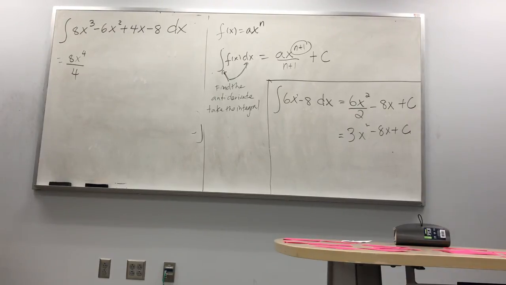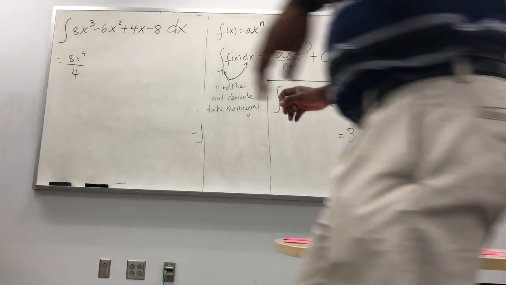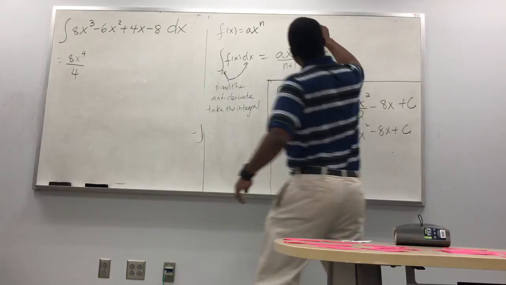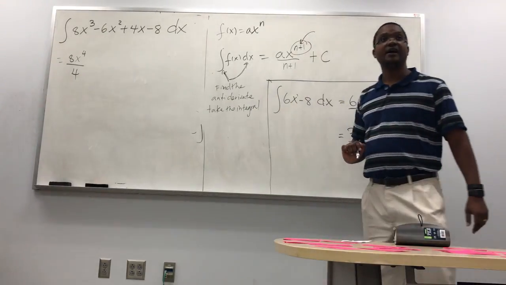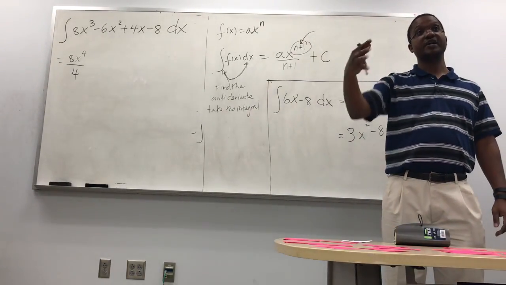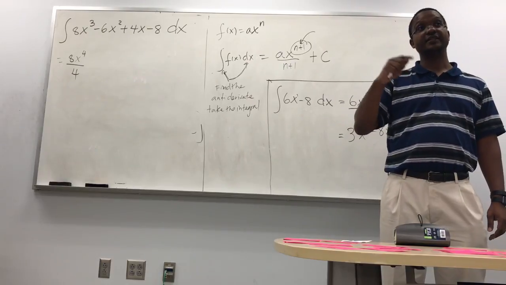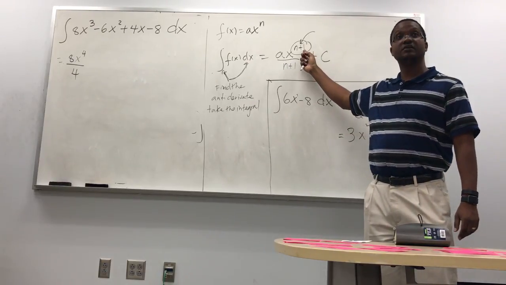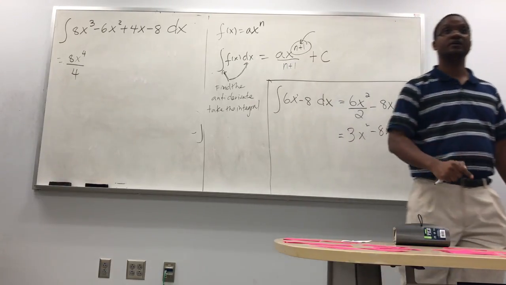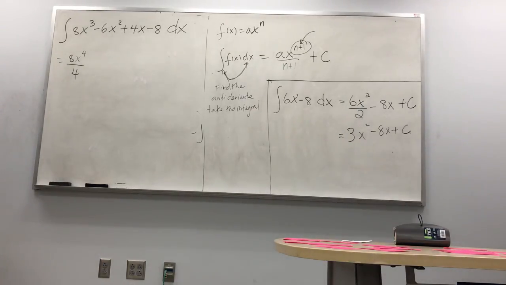How did you get x to the fourth instead of x to the third? When you take the derivative, you subtract 1, correct? We're doing the antiderivative, so we're going to have to add 1 to the power. Yes? Well, look at this. That works fine.